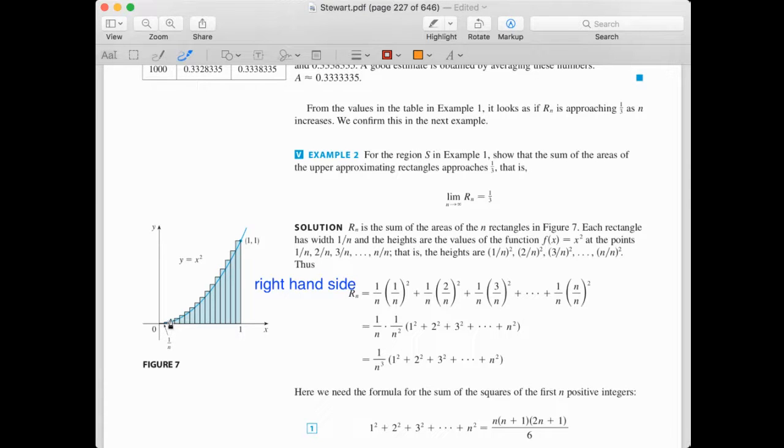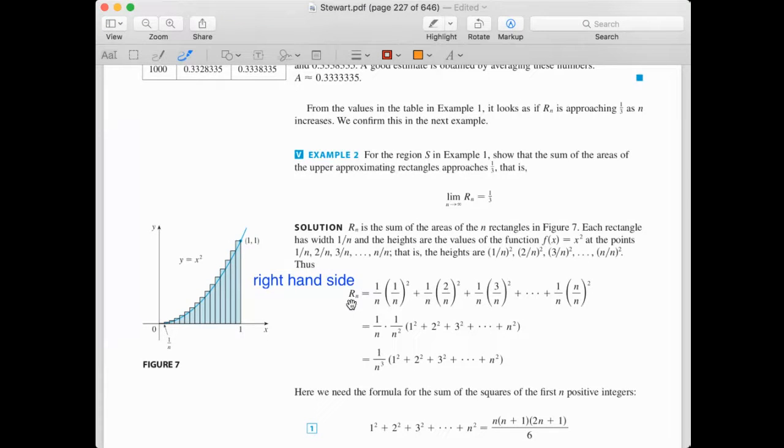Now let's see the third rectangle. The x value would be 3 over n. The width is still 1 over n, but the y value is f of 3 over n, which is 3 over n squared. So on and so forth. The last piece, we still have 1 over n as the width. What about the height? The height is f of 1, the last point, which is 1 squared, or n over n. So that's how we come up with this approximation.